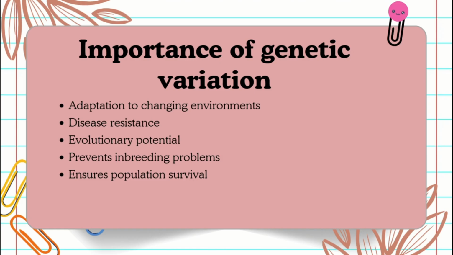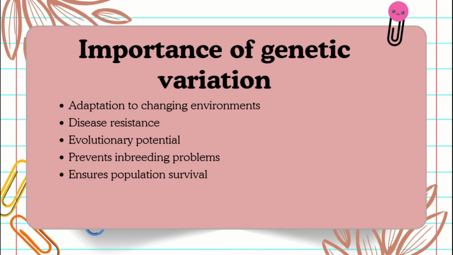So, basically, if we put all of this in a summary, the importance of genetic variation is to increase our chances of survival, because if you can resist disease and you don't get sick, you're going to live. If you don't have inbreeding problems, you're going to live. So the goal behind genetic variation is to ensure that in a population at least some will survive.